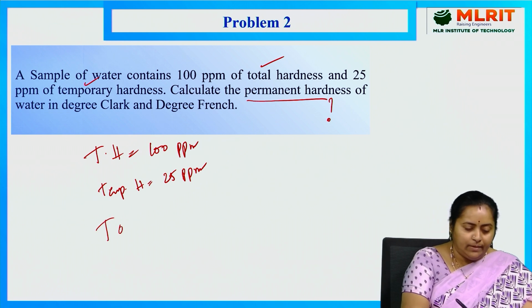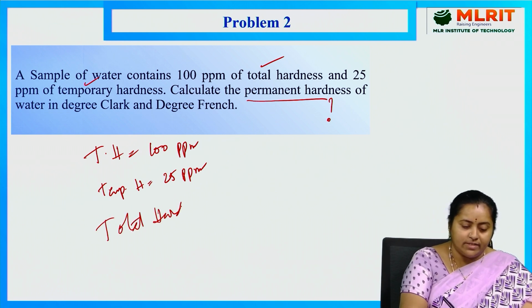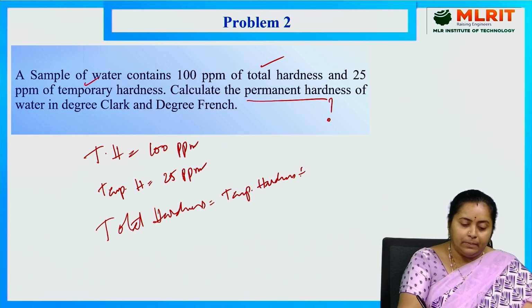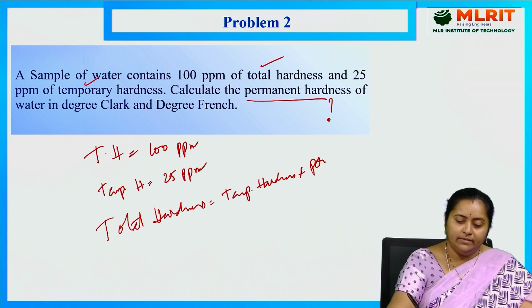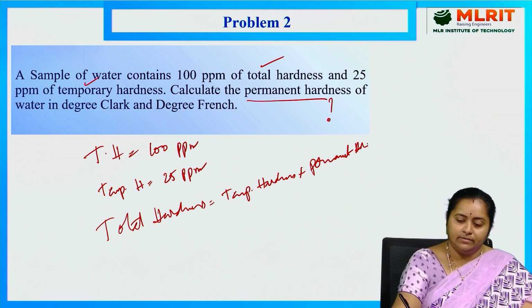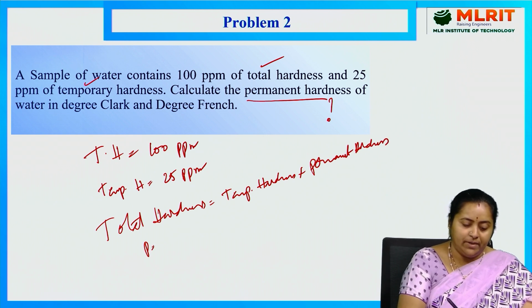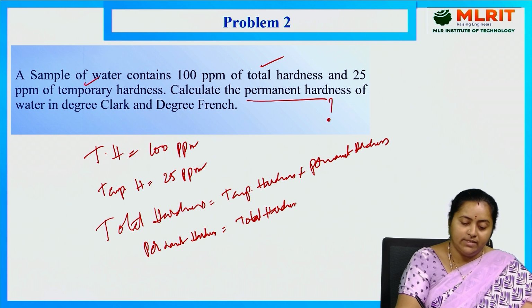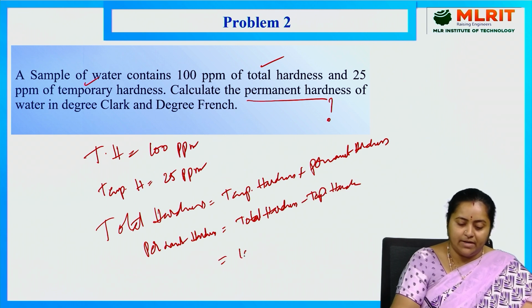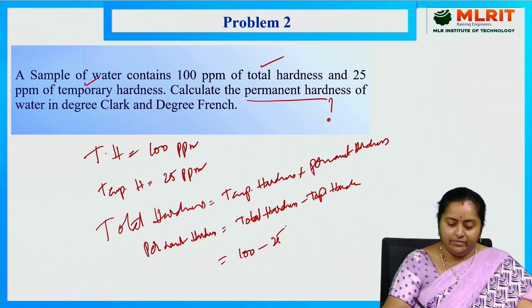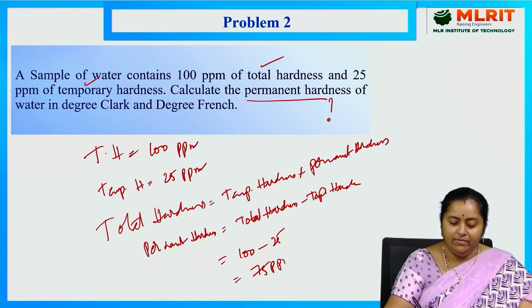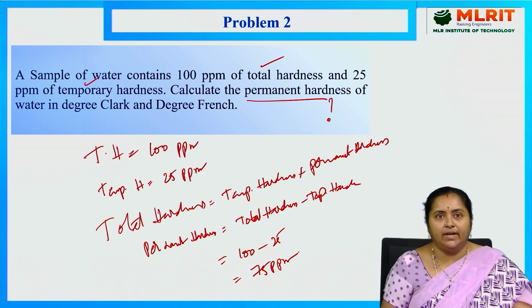So what is the formula? Total hardness is equal to temporary hardness plus permanent hardness. What I want is permanent hardness. So it becomes equal to total hardness minus temporary hardness. So how much is it? 100 minus 25. How much is it? 75 ppm. So how are you getting permanent hardness?